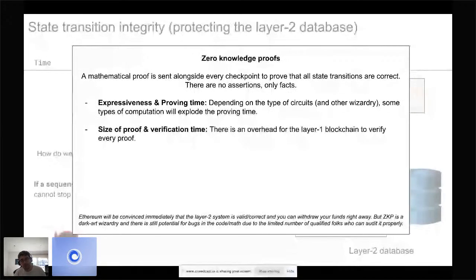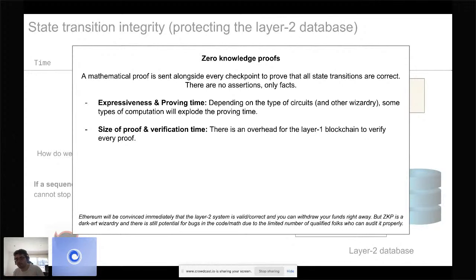But then the second problem is proving time. Depending on the circuit and the wizardry that you're doing and the type of computation, that proving time can just explode because it's not very compatible with the ZK approach. The other problem, that's to do with the programming environment and then creating the proof.